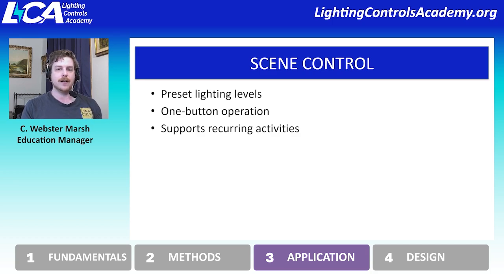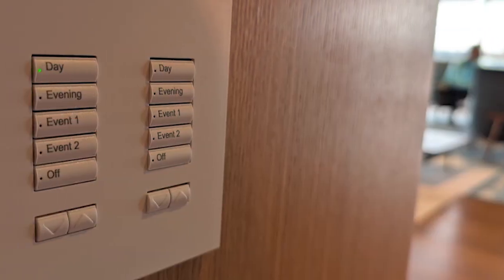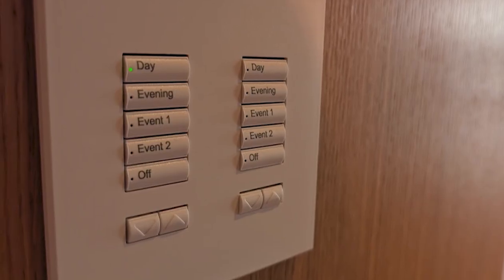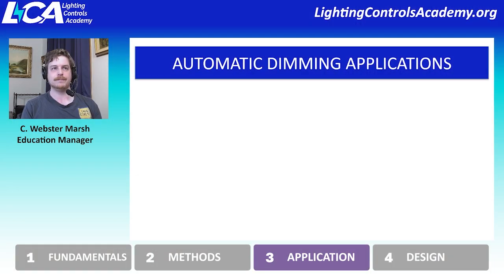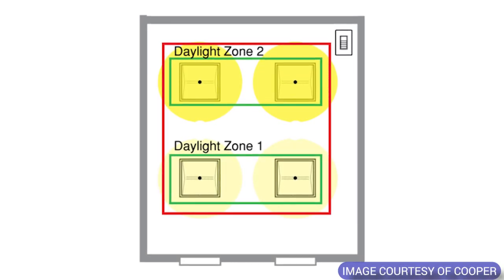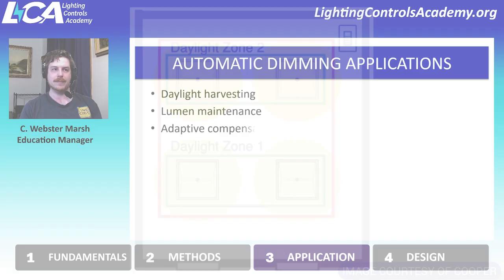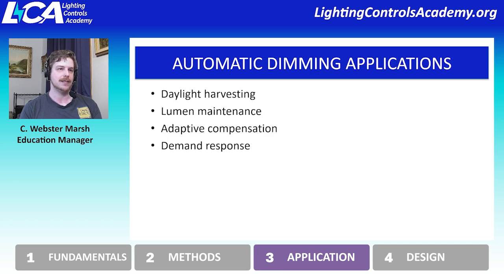Again, in a conference room, if you want one zone that is dimmer because it's the presentation area and then the rest of the space, but then later on you want that zone to be full output, you can have multiple buttons that give you the ability to just return to that look that you had before. Automatic dimming applications, on the other hand, are things that don't require human intervention: daylight harvesting, lumen maintenance, adaptive compensation, demand response again, scheduled dimming.